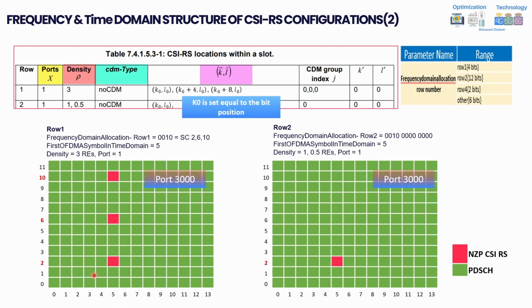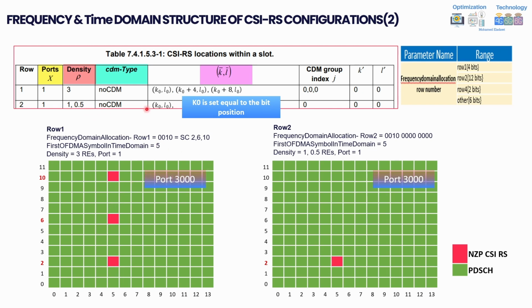But the user still doesn't know the time domain. This also will be explicitly mentioned to him within the RS configuration message, where the first OFDM symbol will be 5. So he knows that this is where the time domain allocation will be. So the users will now be able to detect the CSI and start decoding the CSI and so on. Density is 3, that's why we have 3 resource elements. And this particular case is mainly used for the TRS, the tracking reference signals.